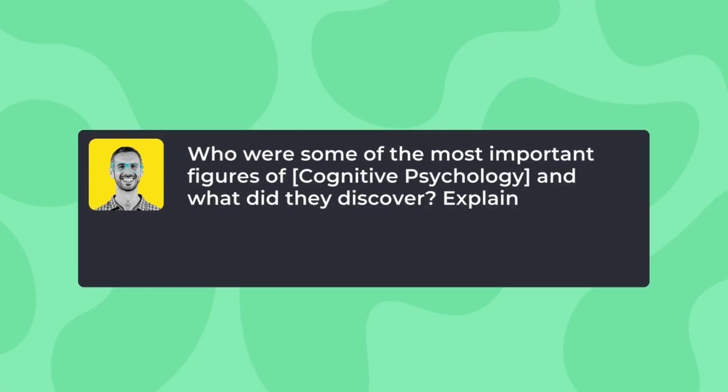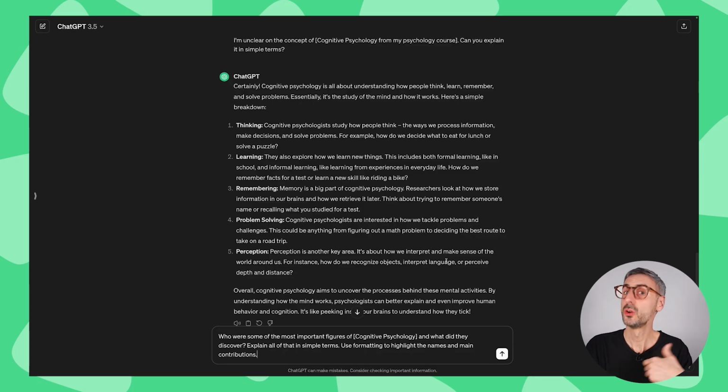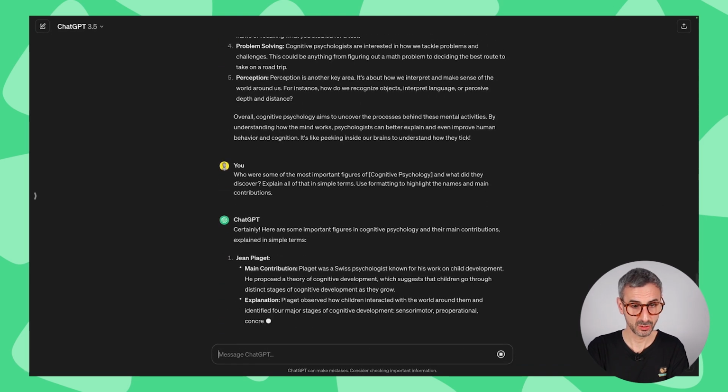Who were some of the most important figures of cognitive psychology and what did they discover? Explain all of that in simple terms. Also, use formatting to highlight the names and the main contributions. So here, and this is something quite common in psychology, I'm asking for the names of important contributors to this psychology movement of cognitive psychology. So who were the main protagonists and what did they discover? Let's see what ChatGPT can teach us on that topic.